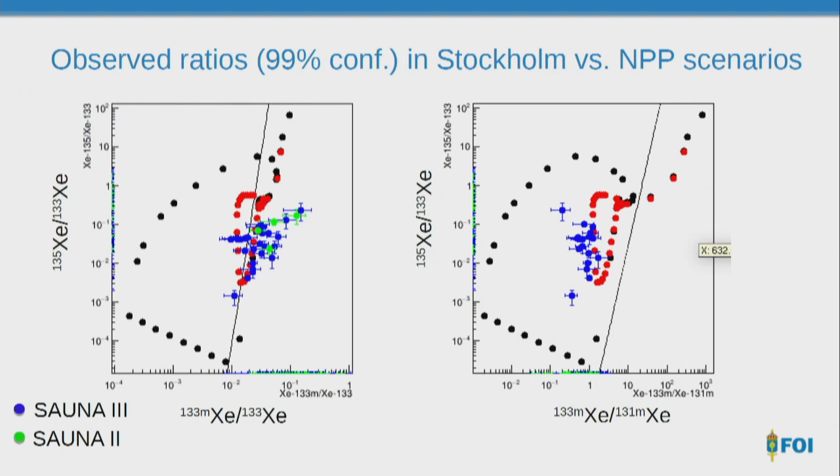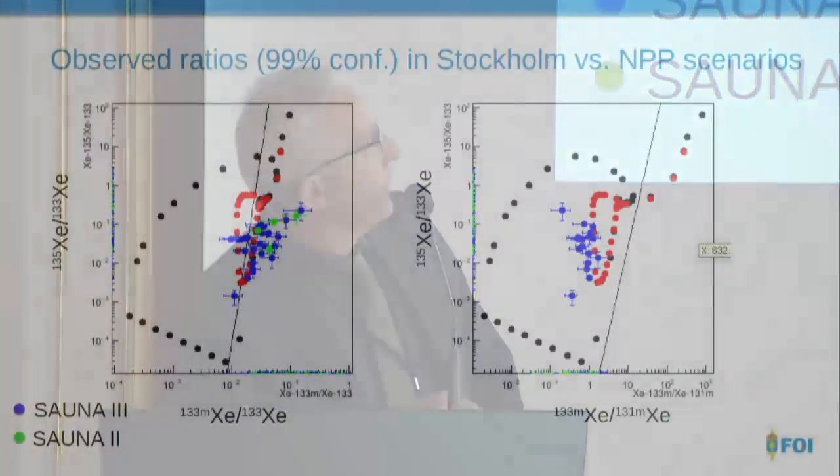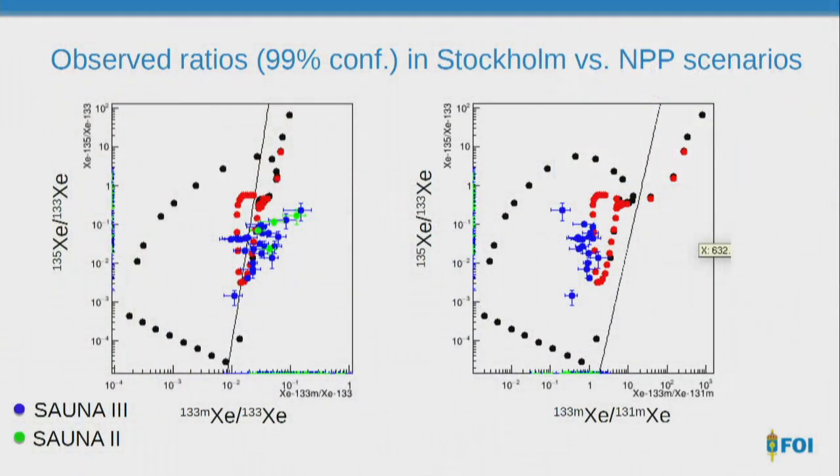Here are observed ratios. Green ones are Sona 2, blue ones are Sona 3. And you can see that we have a lot more blue points than green ones. That's because we have a much more sensitive system. We have twice as many samples per day as compared to Sona 2, and the sensitivity is increased as well. You can see they fit pretty well with what you would expect from the scenarios calculated, but there are some outliers also here. And here we have the 4-isotope plot.